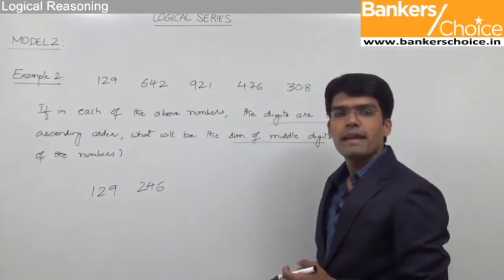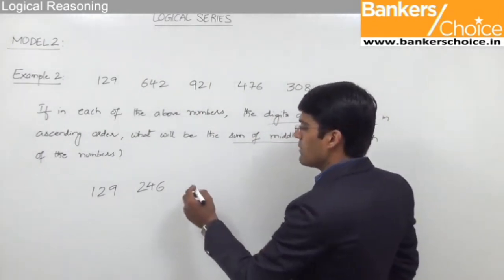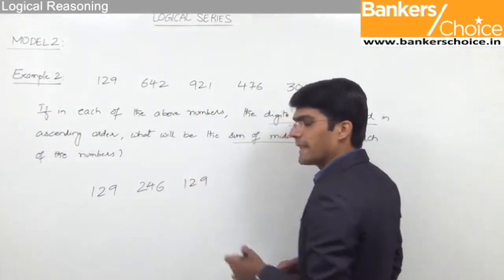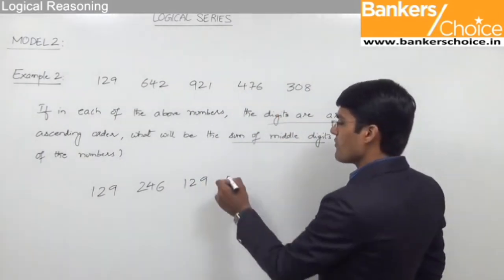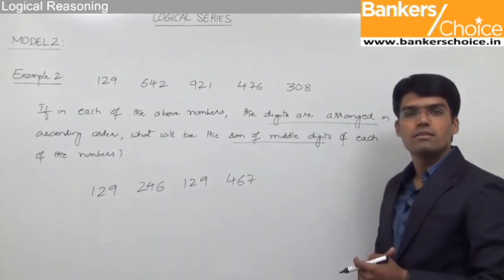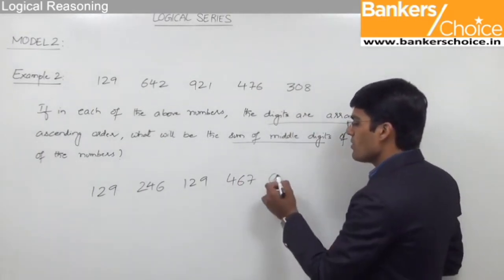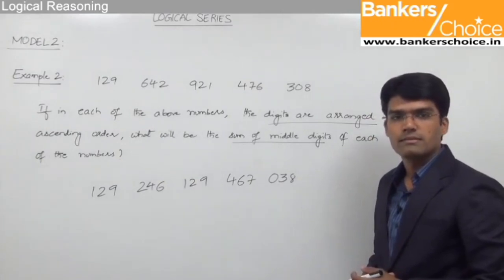Similarly, if you look at the number 921, when the digits are arranged in ascending order, 921 becomes 129. The fourth number 476 becomes 467. And the last number 308 becomes 038 once the digits are arranged in the ascending order.